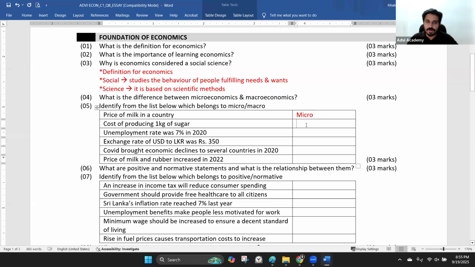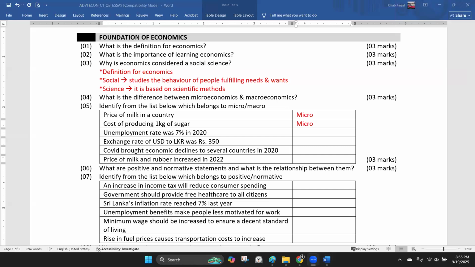Okay. Cost of producing 1 kilogram of sugar. Once again, it's one product. It's just the cost we are talking about. Again, that's micro.